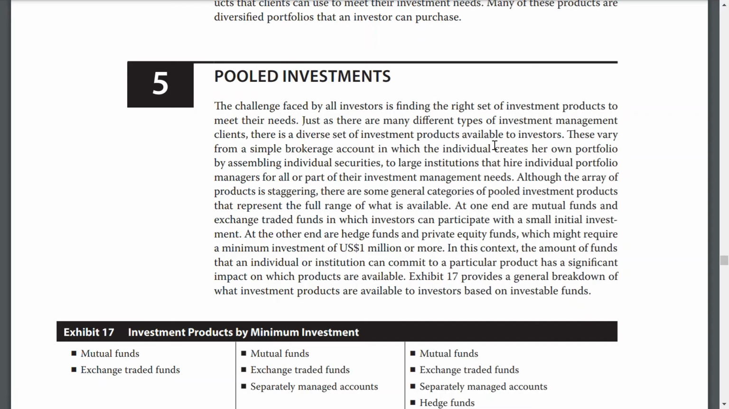At one end are mutual funds and exchange traded funds, in which investors can participate with a small initial investment. At the other end are hedge funds and private equity funds, which might require a minimum investment of $1 million or more. In this context, the amount of funds that an individual or institution can commit to a particular product has a significant impact on which products are available. Exhibit 17 provides a general breakdown of what investment products are available to investors based on investable funds.